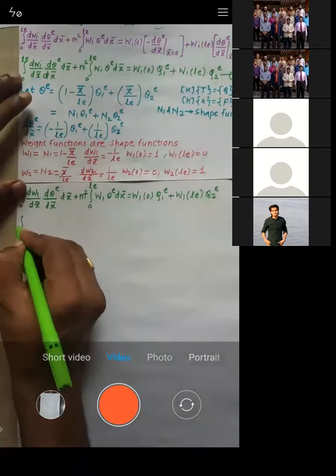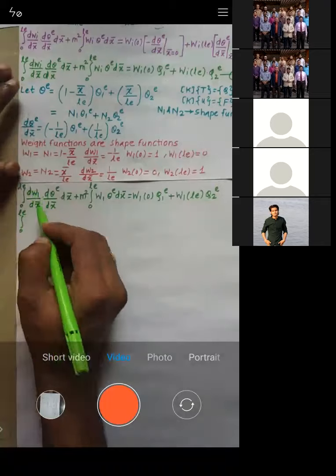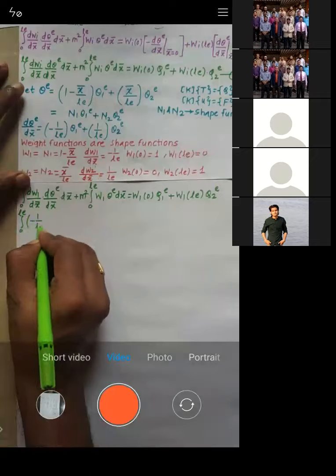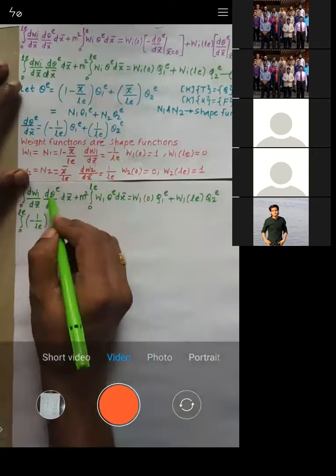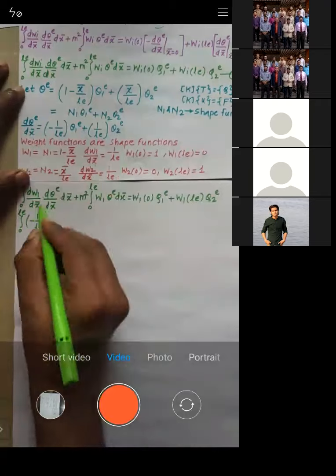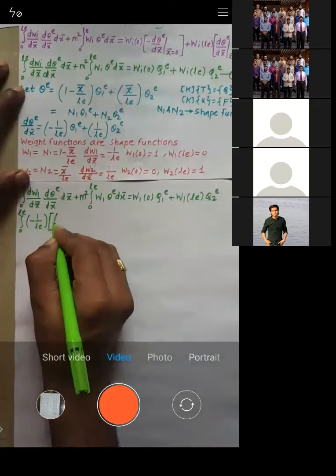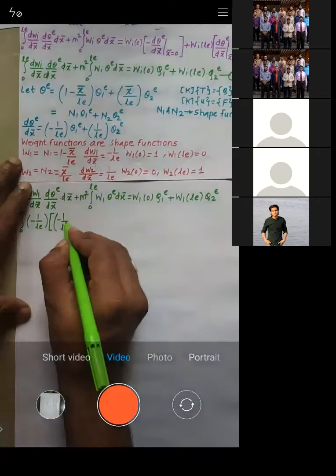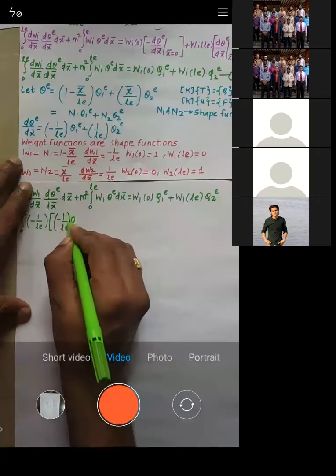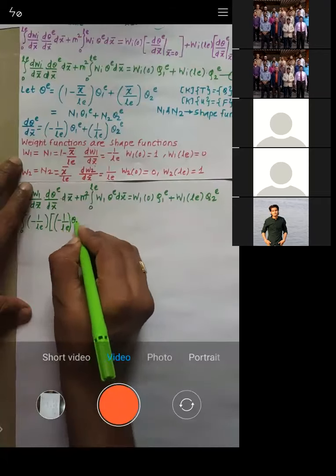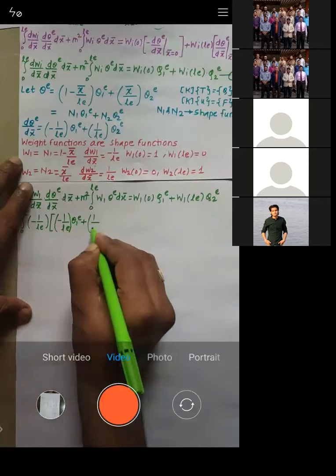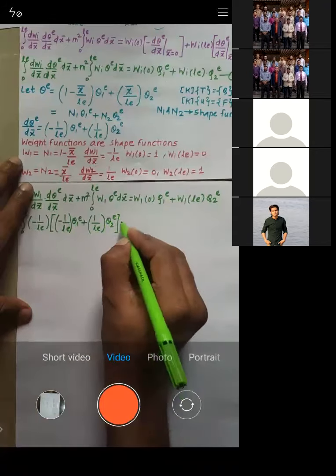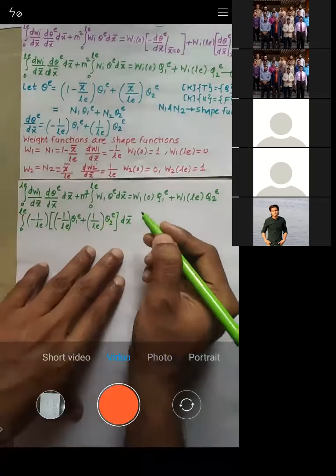So integration 0 to LE, dw1 by dx bar. You can see it's minus 1 by LE, right? You can check this. And d theta e by dx bar, this is the value, so I'll write that bracket: minus 1 by LE theta 1 e plus 1 by LE theta 2 e, into dx bar, right?